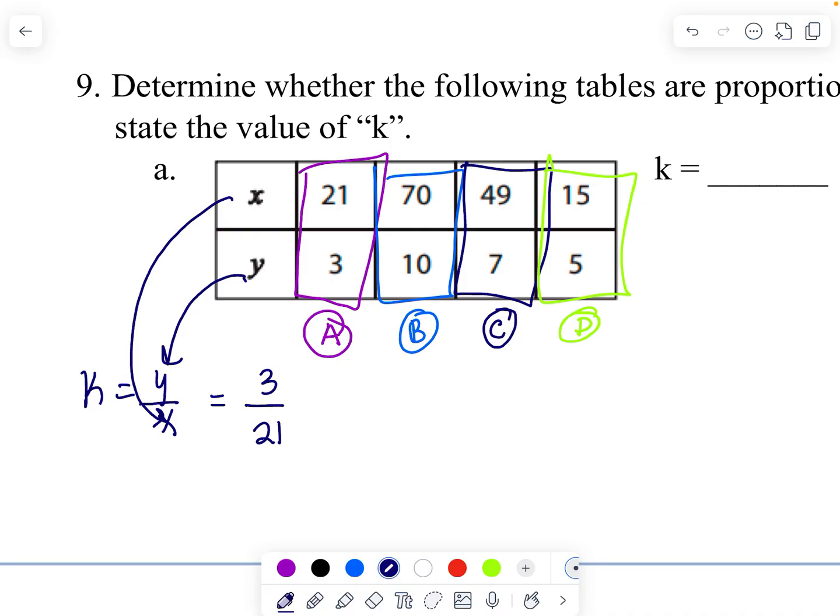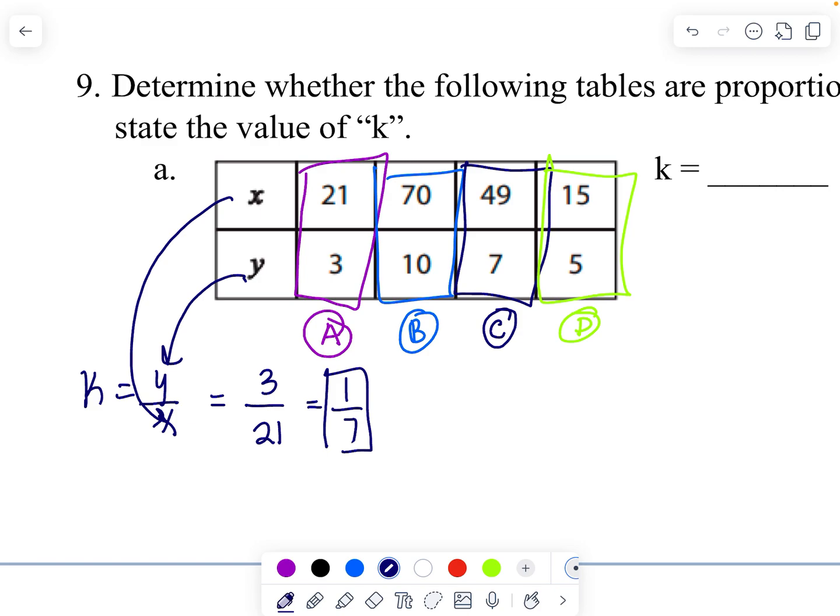Now what you're going to do is divide 3 divided by 21. I will tell you right now that if you do that in your calculator, you're going to get a decimal. I don't want to see a decimal for k. So if you put this in the calculator, click simp, it should simplify to 1 over 7. So that's for point A, but we need to see that all 4 times.